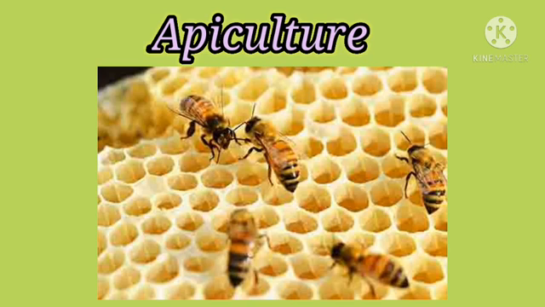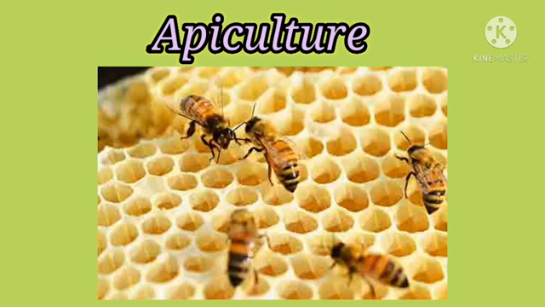Let us learn about varieties of honey bee. There are two main varieties. One is indigenous varieties, another one is exotic varieties. The first one is indigenous varieties. They are Apis dorsata, Apis florea, Apis indica. Apis dorsata means rock bee or wild bee. Apis florea, little bee. Apis indica, Indian bee. Got it? So, what are the indigenous varieties? Apis dorsata, Apis florea, Apis indica.